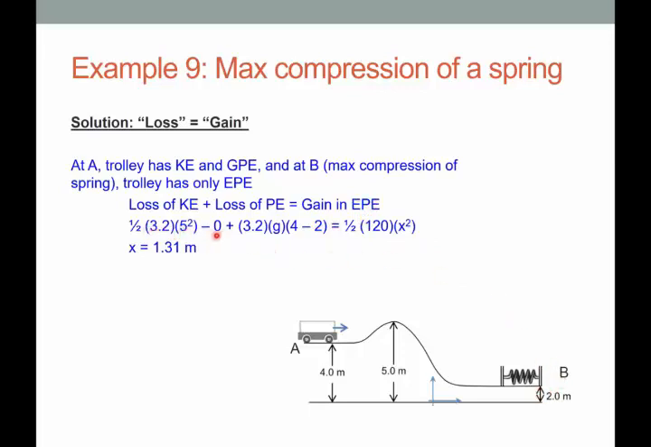The loss in KE is equal to the final KE minus the initial KE, and the loss in GPE is equal to the difference in height of point A and point B. This is equal to half kx squared, where x is the maximum compression of the spring. Solving the equation, you get a value of x equals 1.31.